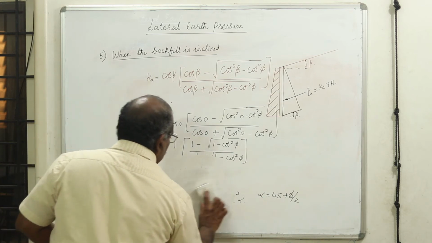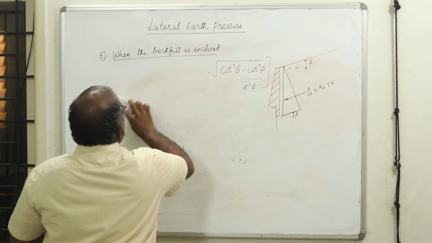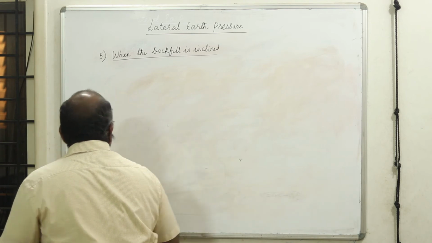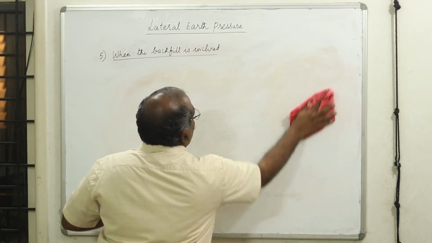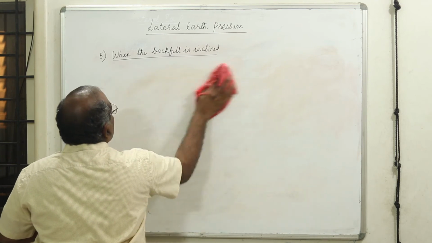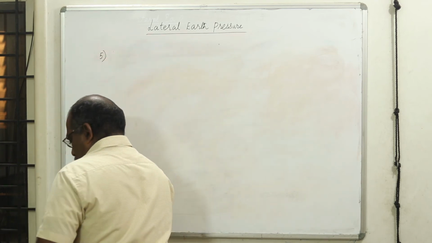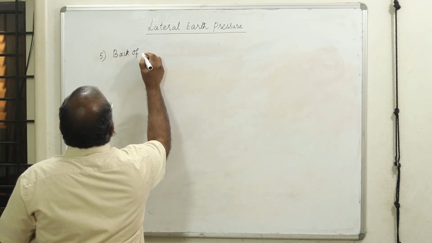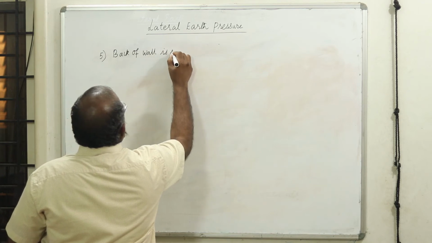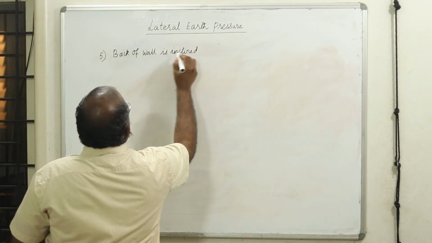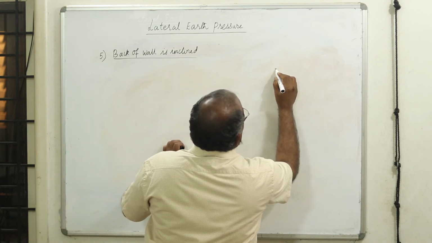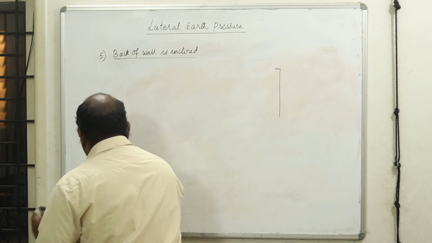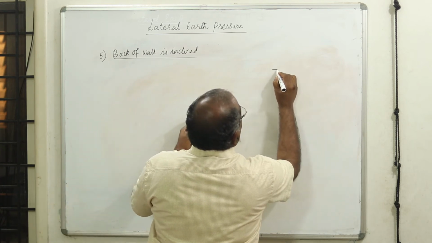Now we'll go to the next case, the last case: if the back of the wall is not vertical, how to solve such kind of problems? Backfill is inclined plus the back of the wall is inclined. If it is not vertical, what happens in such a case? Now let us take that retaining wall. Usually it is a practice to draw a smooth and vertical wall. Now this is inclined.